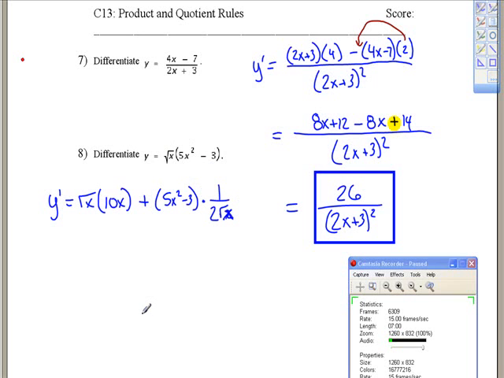and then took a look at that and said, well, how can I simplify that? Well, I see root x times 10x plus 5x squared minus 3 all over 2 root x. I see addition of fractions. The only way I knew to do that is to get a common denominator. The common denominator in this case is not a pretty one. It's 2 root x.